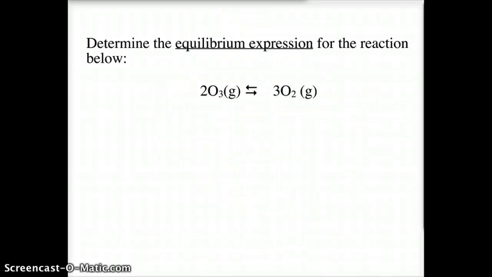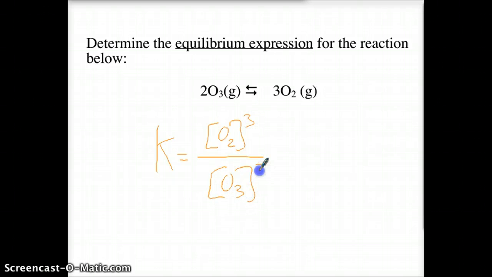Pause the video and go ahead and try this one by yourself. So for this reaction, the final answer would be K equals O2 to the power of 3 divided by O3 to the power of 2.